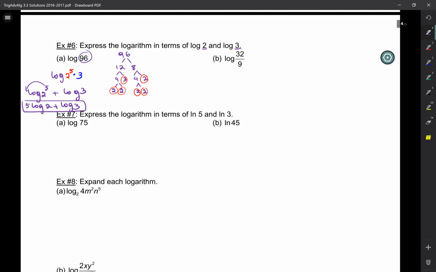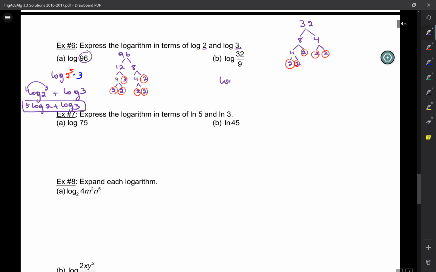The other one, 32 and 9. We want to do the 32 separately and we want to do the 9 separately. So let's see what 32 is made of. It's 8 and 4. If you can recognize that it's 2 to the 5 from the beginning, all the more power to you. So this is 4 and 2, so it's 2 and 2, and this is 2 and 2. So basically I have 1, 2, 3, 4, 5 of these.